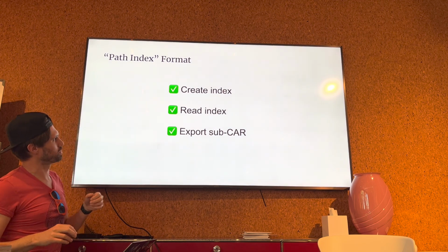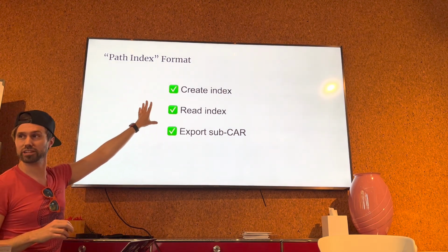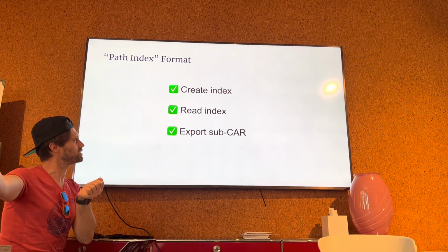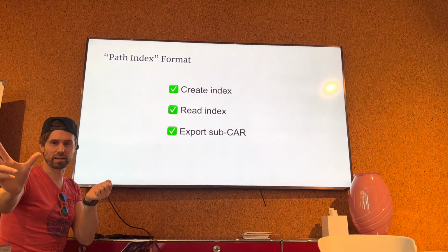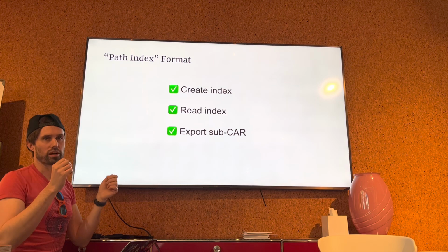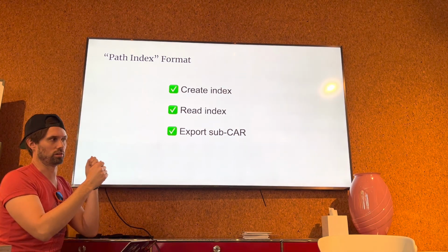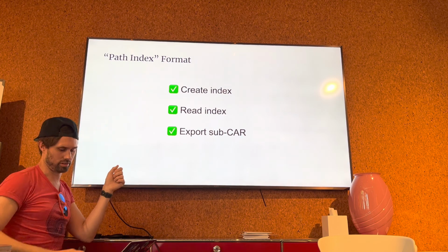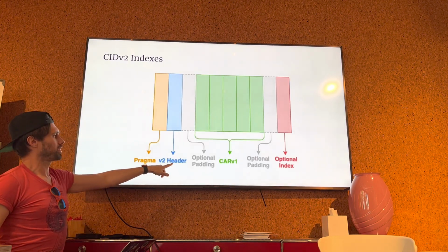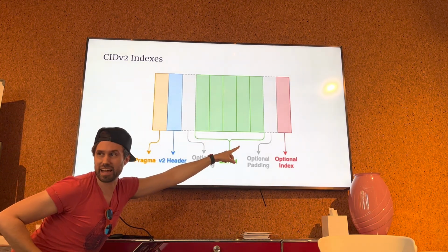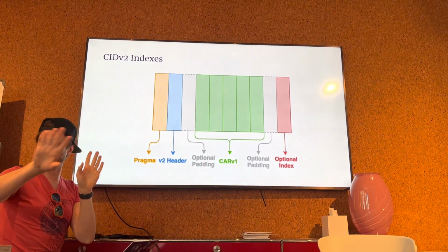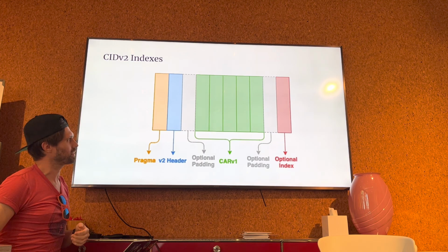Actually, hang on, let me just explain this. So for this path index thing, we've got a way of taking a CAR and creating a CARv2 with this index at the back. We've got a way of reading that index, so it will look at the CARv2 header, find out the offset of the index, go to the index, read the index, and then you have all of the entries in that CAR.